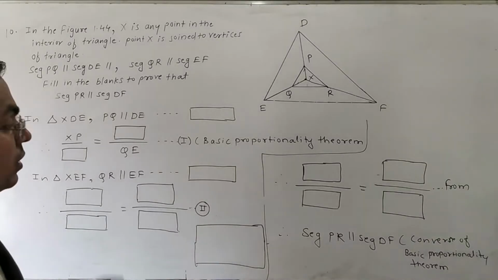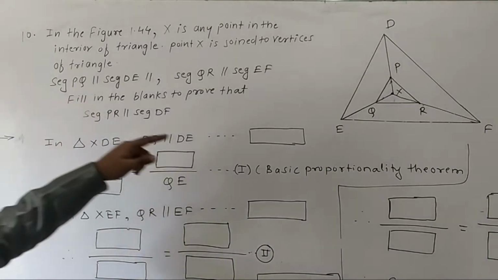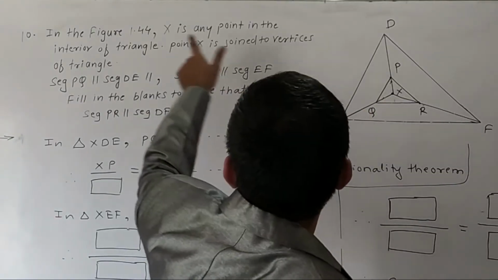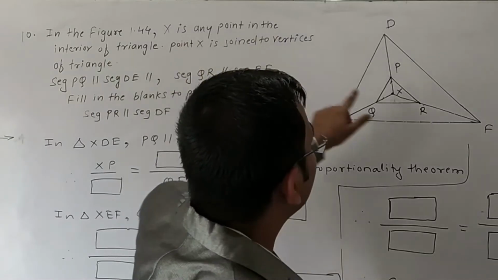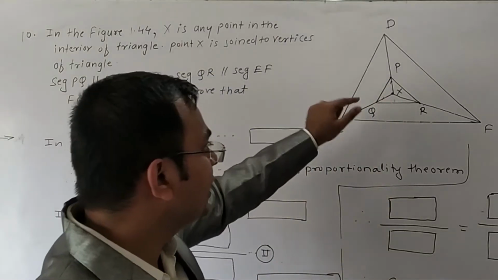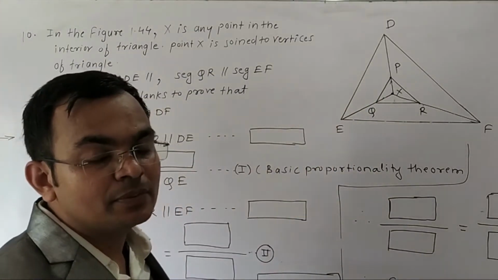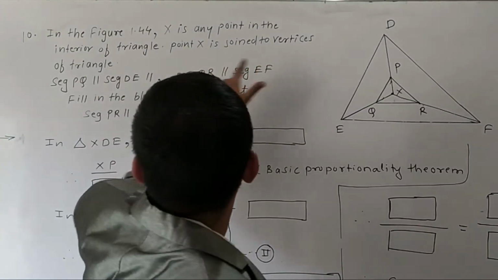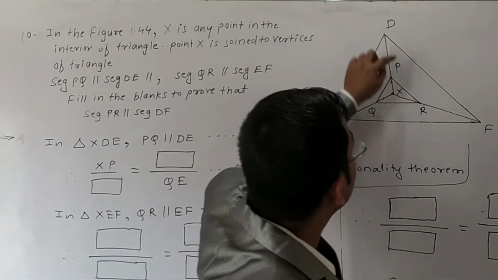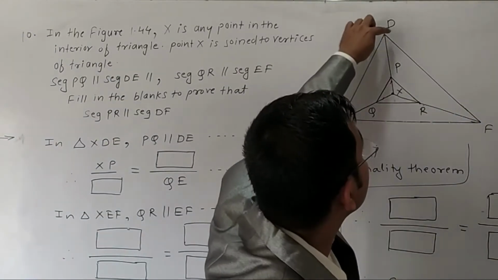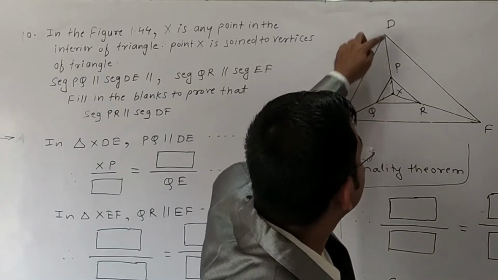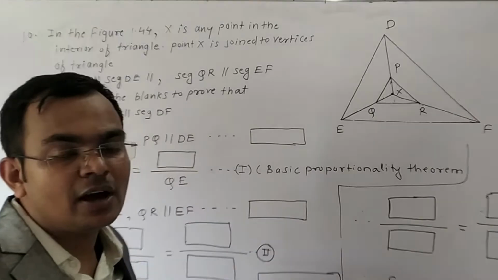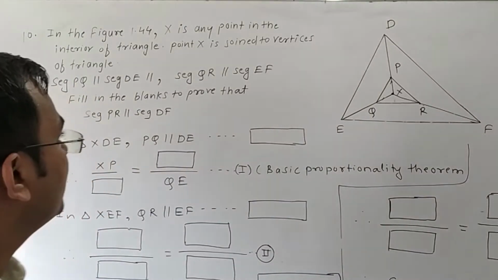Practice set 1.2, 10th sum. In figure 1.44, X is any point in the interior of the triangle. X is any point in the interior of the triangle, meaning X is a point inside the triangle. Point X is joined to the vertices of the triangle. Vertices means corners. D, E, F are the three vertices of triangle DEF.